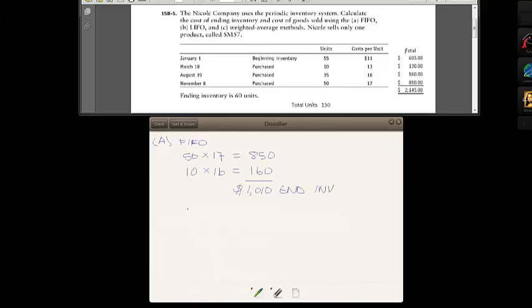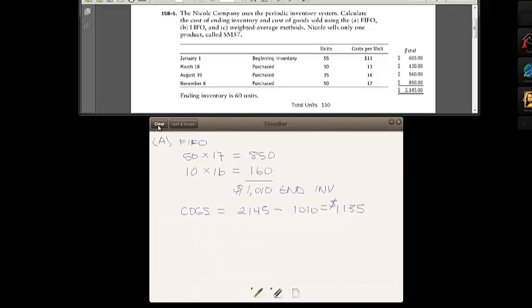Okay, so now we can calculate cost of goods sold, and we can abbreviate cost of goods sold as COGS, and that is the cost of goods available for sale, which we calculated as $2,145. Remember, I worked that out in advance here, the total. So we take cost of goods available for sale and we subtract the ending inventory that we determined using FIFO, which is 1,010, and we get $1,135. That is our cost of goods sold.